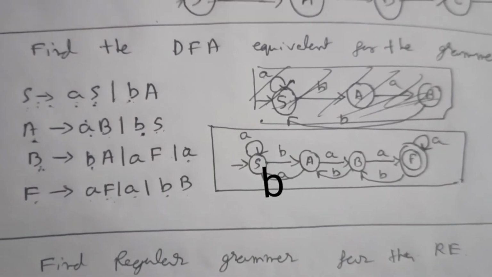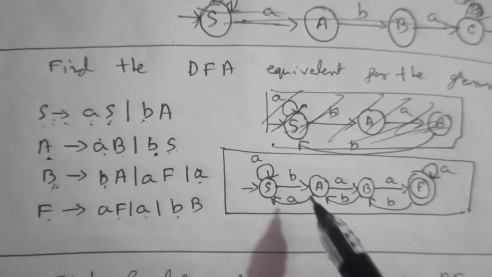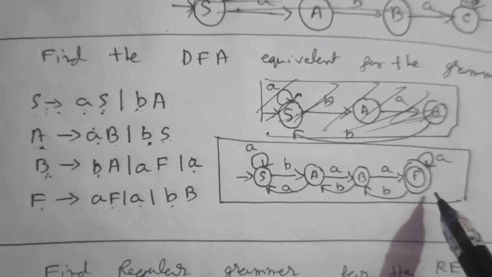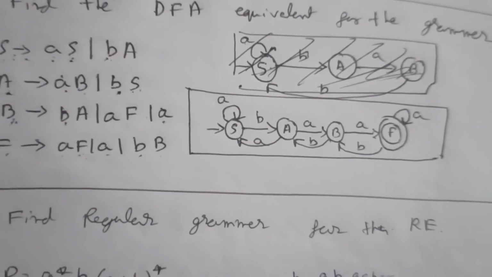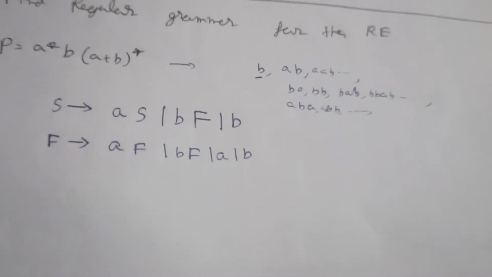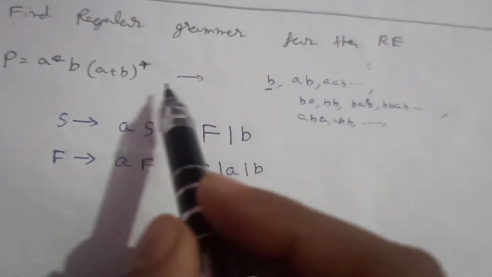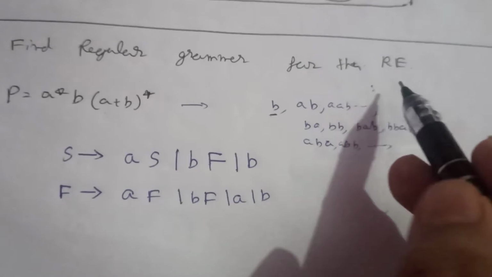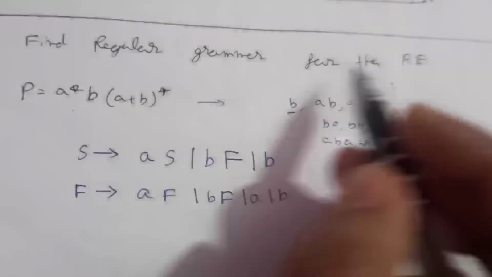So that's how you draw a DFA from production rules, and also production rules from a DFA. I hope that after seeing these examples, this is clear now. So now let's see again. Now we will convert the regular language to regular grammar, or regular expression to regular grammar. So here is a regular expression, a star b, (a plus b) whole star. I will convert it to regular grammar.